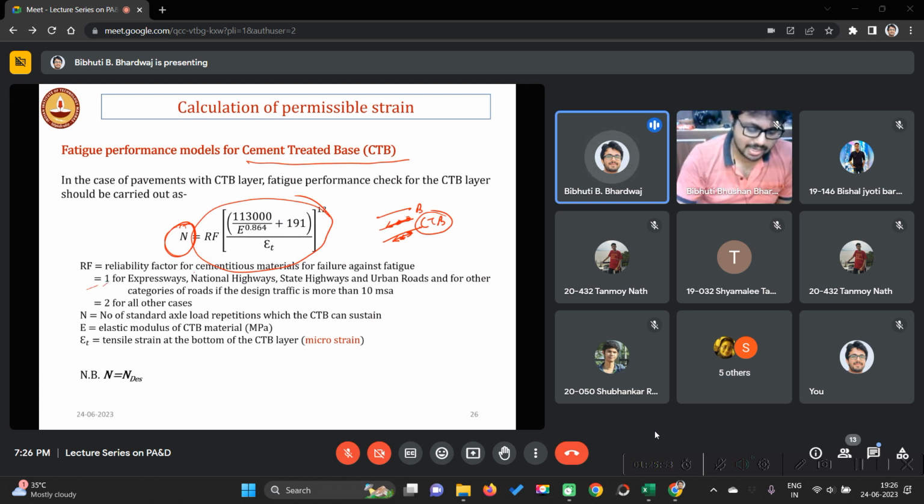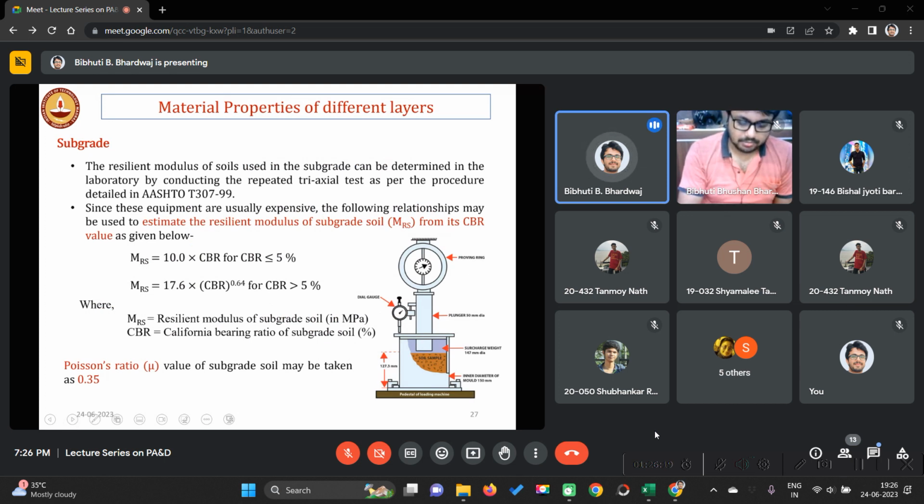Where RF is the reliability factor, if it is expressway and national highway, you need to use 1. For all other cases, you need to use RF equal to 2. Then N, standard axle repetitions that it can sustain, that is basically N design, whatever you calculated earlier. Okay, then E is the elastic modulus of the CTB layer. Then epsilon T you can find out using this equation.